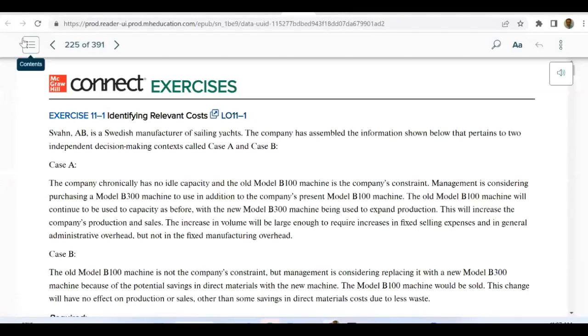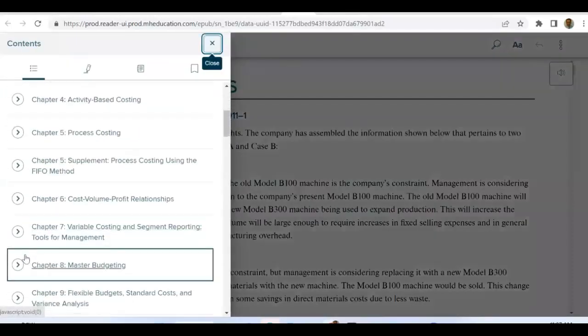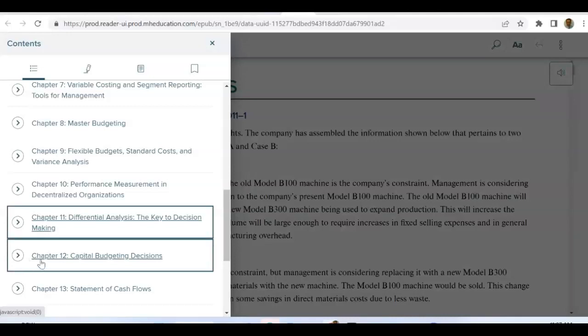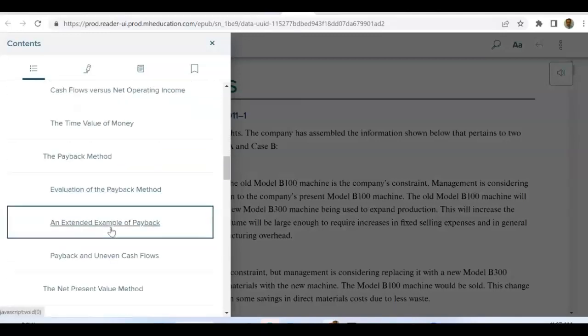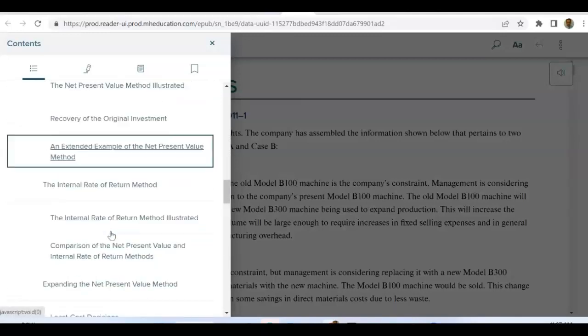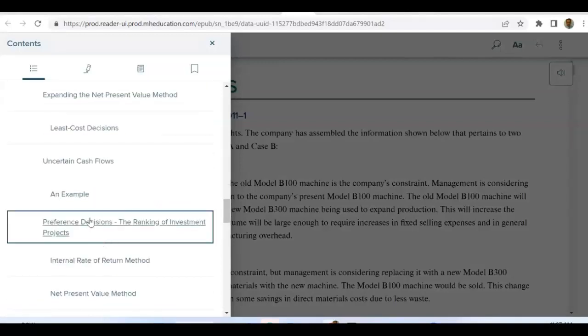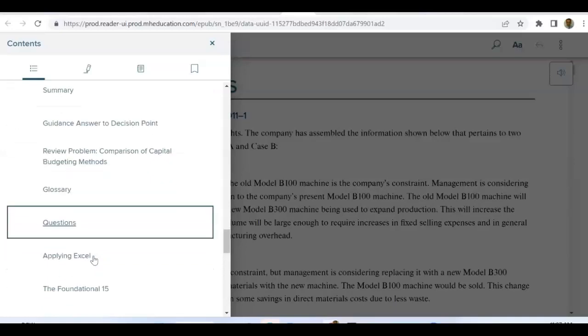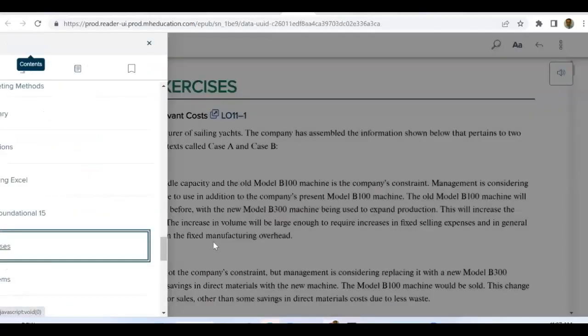This exercise will help you to get your homework assignments also done. So let's close this chapter 11. We covered that last week. So here is chapter 12, the last chapter. And I'm going to go all the way to exercise so it can help you to understand the subject and doing your homework assignments. Here we go, exercise.